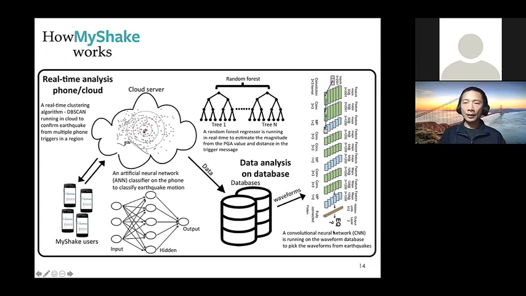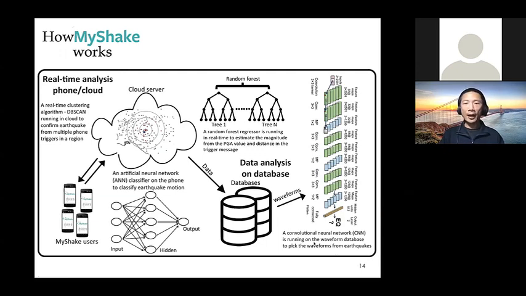On the back end, we also implemented a convolutional neural network to further determine whether this waveform is due to an earthquake or not, because we have the luxury on the back end to use a longer time window. On the phone, in terms of detection speed, we only use a 2-second time window so that we can detect the earthquake fast. So this is the overview of the system.